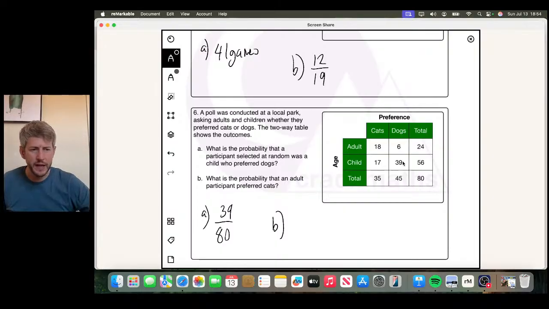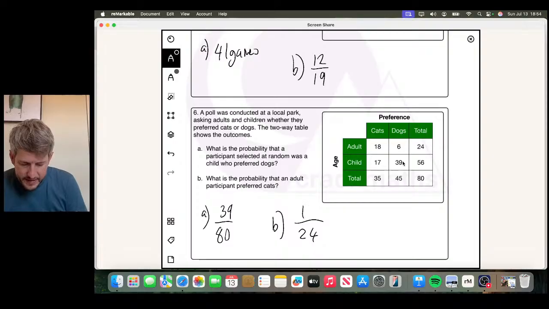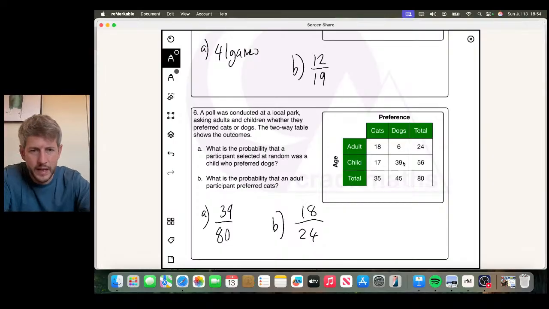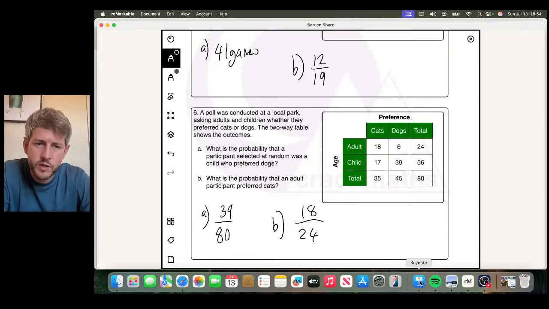And then B. What is the probability that an adult participant liked cats? So let's look for that. An adult participant that likes cats. We've got 24 adults and 18 of them liked cats. Okay, right. Let's get these ones marked and then we'll do some more.